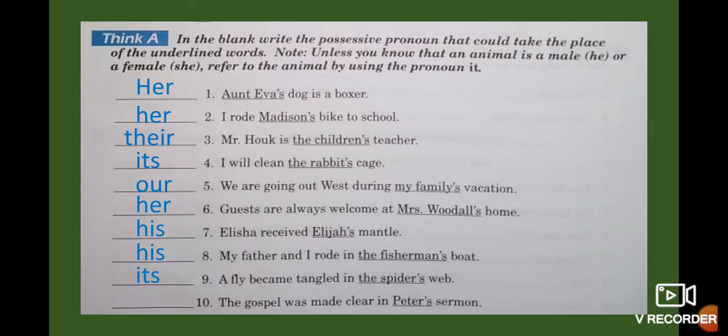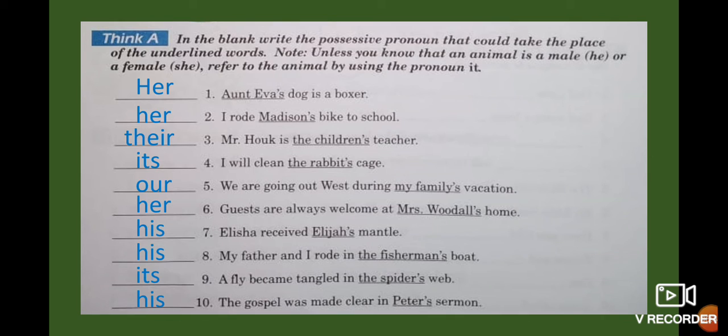The gospel was made clear in Peter's sermon. In that case, Peter's is a man, so we use the pronoun his. If we substitute these underlined words by the possessive pronoun, we can say: number one, Aunt Eva's, her dog is a boxer. Number two, I rode her bike to school. Number three, Mr. Hout is their teacher.